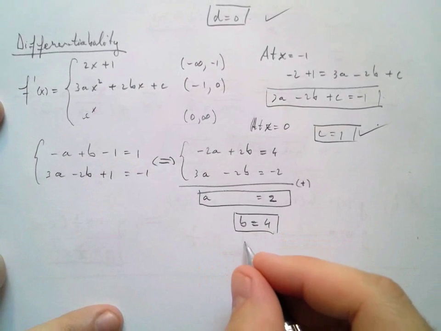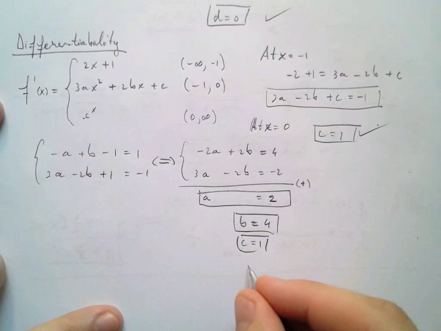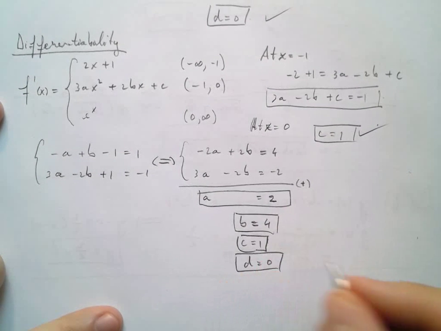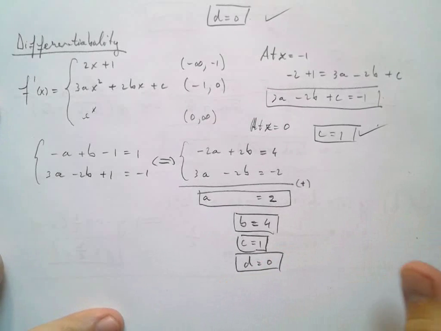A is 2, B is 4, C was 1, D was 0. Those are the values of A, B, C, and D that make my function differentiable. And that's the end of that problem. So let's move on to problem 11.